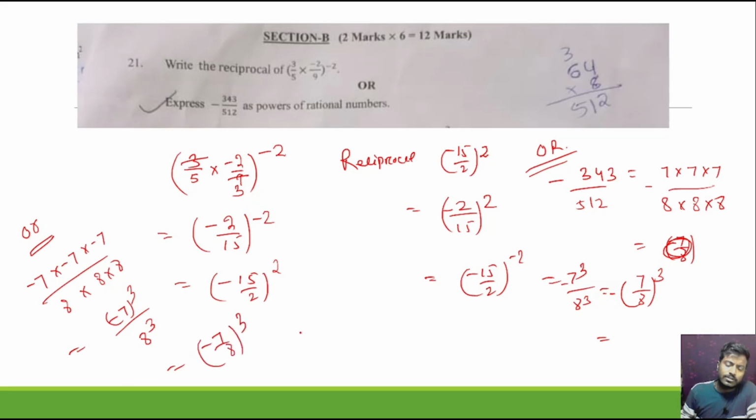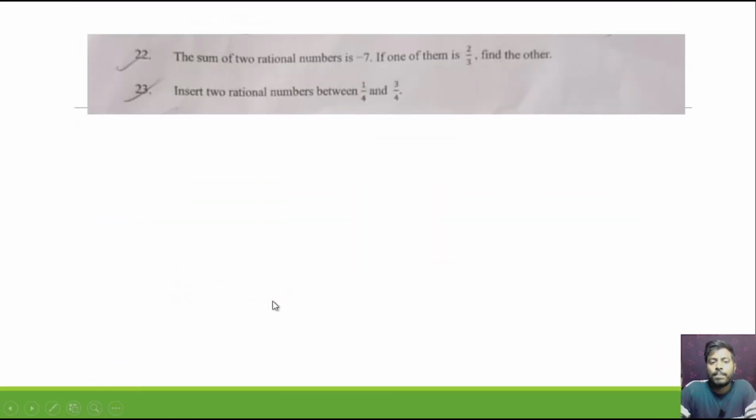Clear? Next question. The sum of two rational numbers is given. So according to the question, the sum of the two rational numbers is 2 by 3 plus the other rational number equal to minus 7.